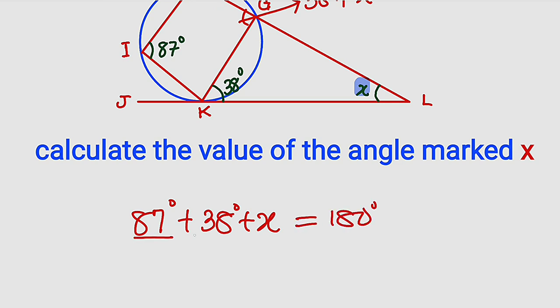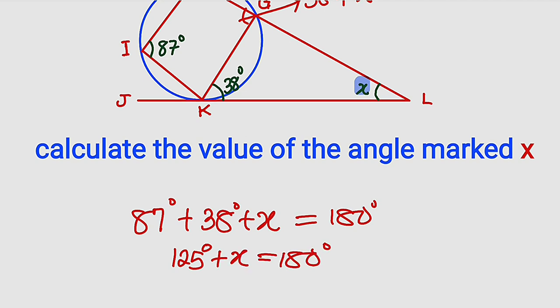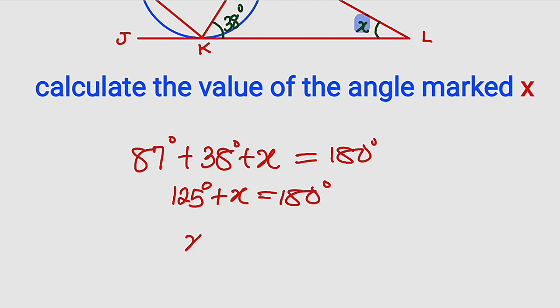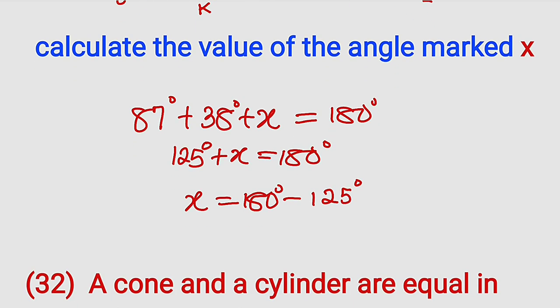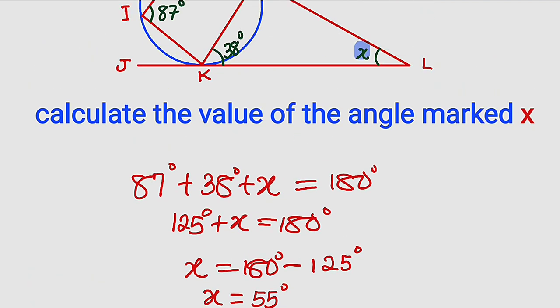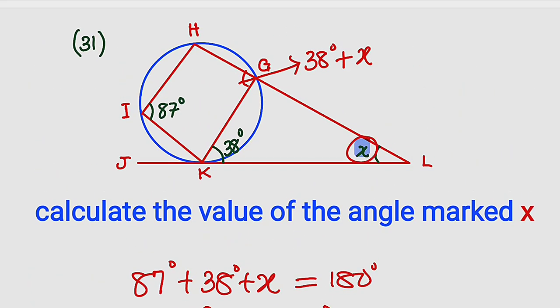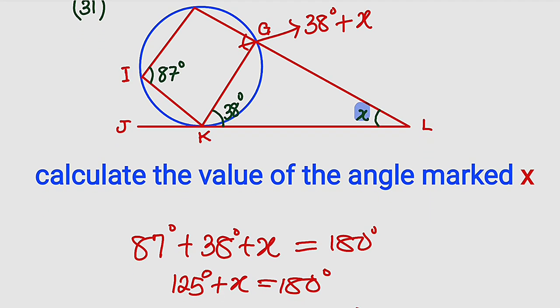And if you add 87 and 38 together, you're going to get 125. So this is 125 degrees plus x equals 180 degrees. Remember, we are looking for x. Therefore, x equals 180 degrees minus 125 degrees. If you subtract, you're going to get 55 degrees. And hence, the angle marked x right here is going to be 55 degrees.